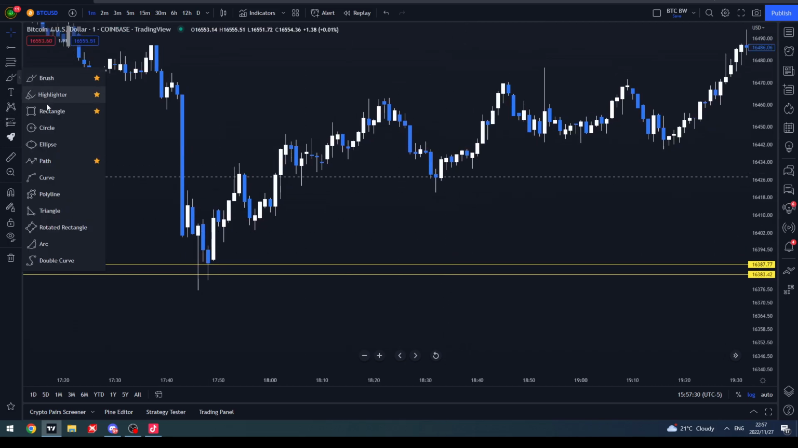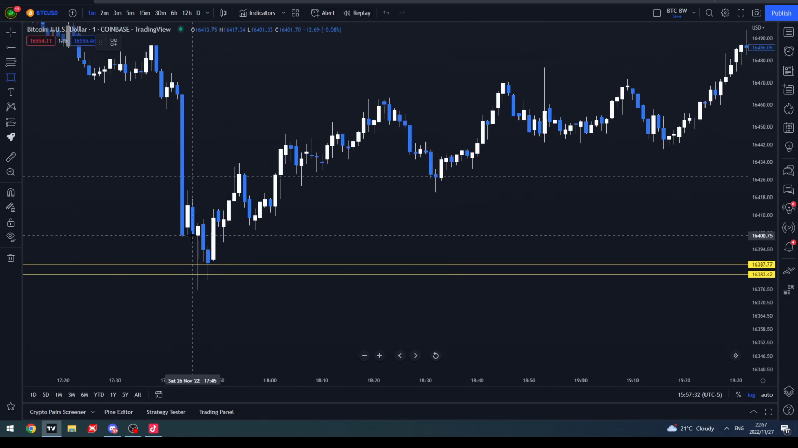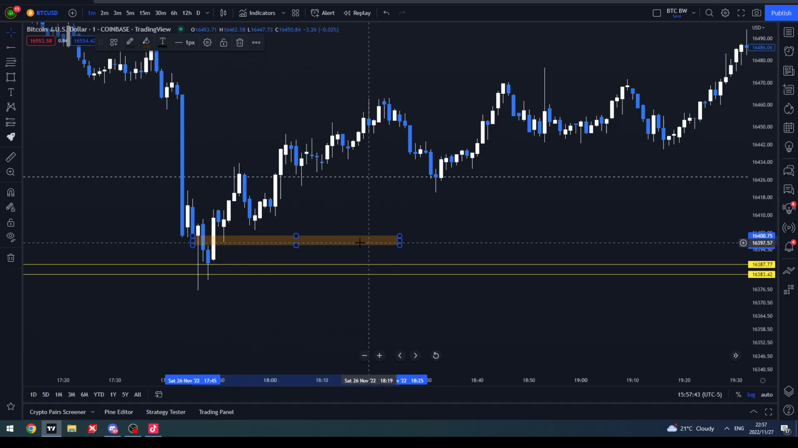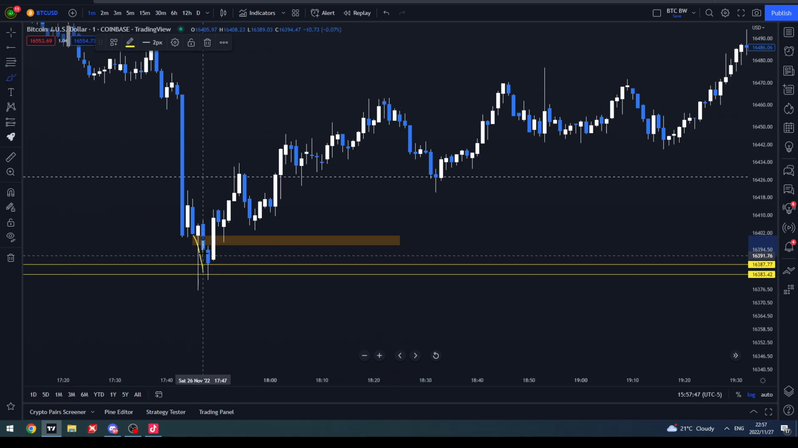Fair value gap formed here. In fact, this is not a fair value gap. Maybe on a lower time frame, you're going to see it as a fair value gap. This is actually a balanced price range because price traded quickly through the levels, right? It traded down, it traded here, it traded here, and it traded again here and again here. So this is a balanced price range.